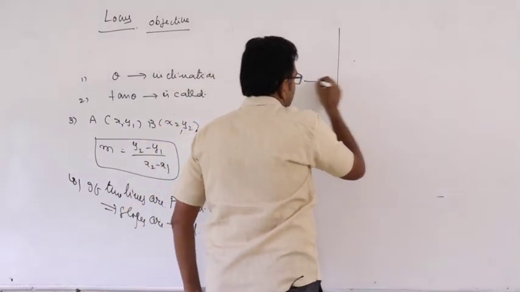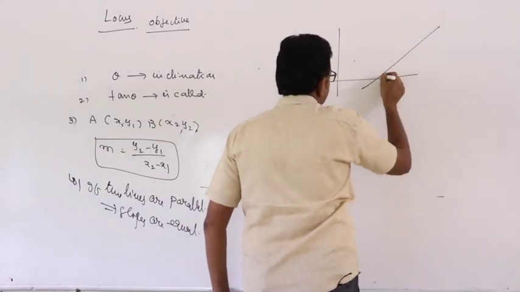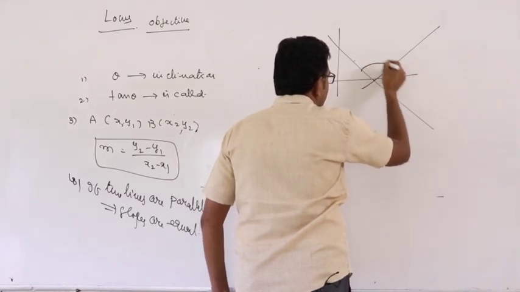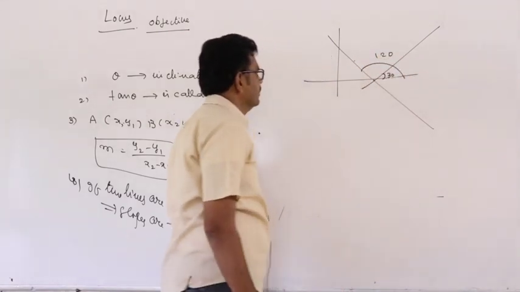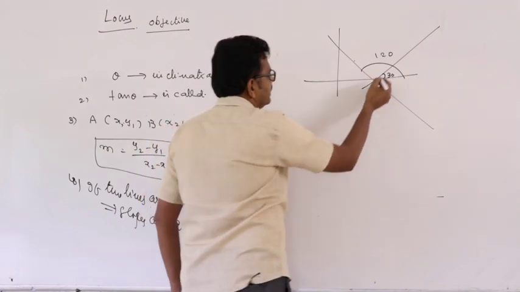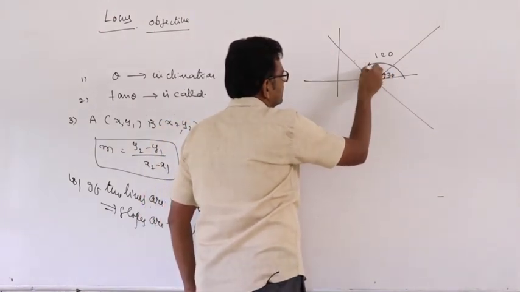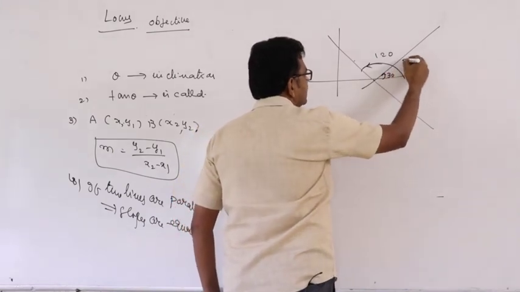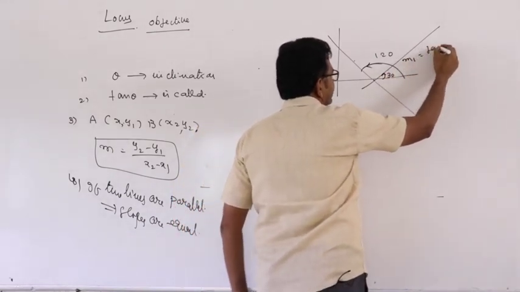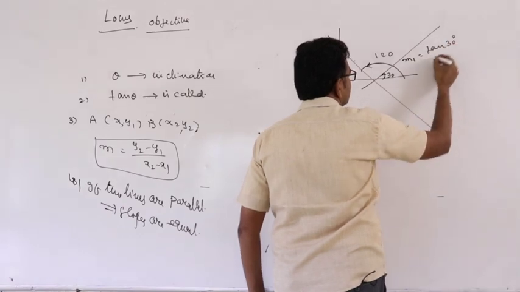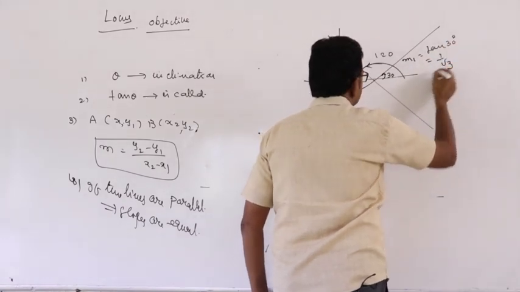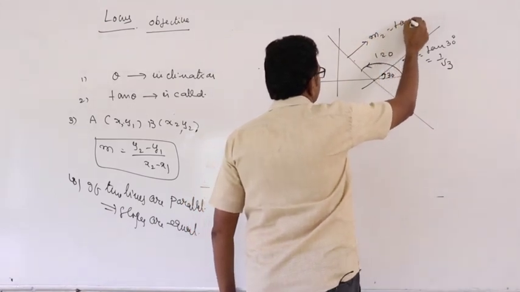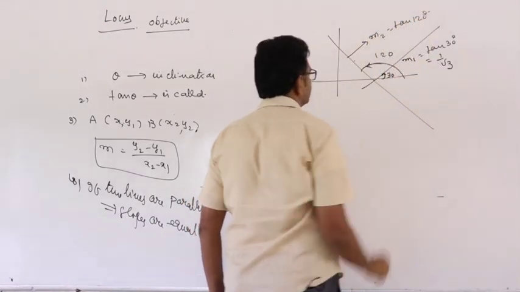Next, suppose this line makes an angle of 30 degrees and this line makes an angle of 120 degrees. The first line makes an angle of 30 degrees. This line's inclination is 120 degrees. What is the slope of this line? m1 equal to tan 30. What is tan 30 equal to? 1 by root 3. What about the slope of this line? m2 equal to tan of 120 degrees.